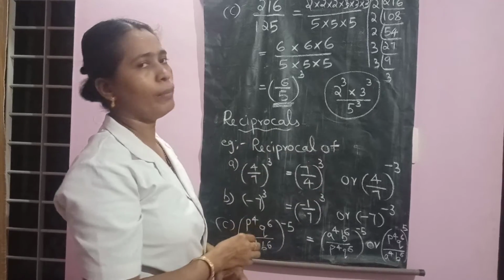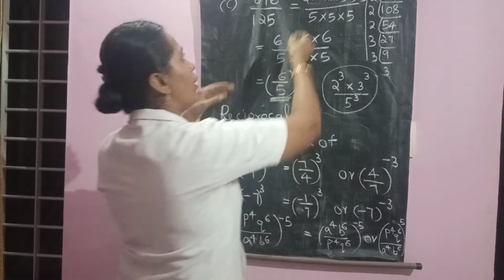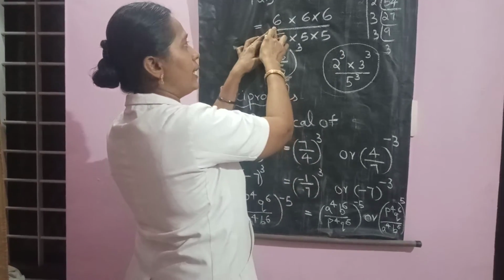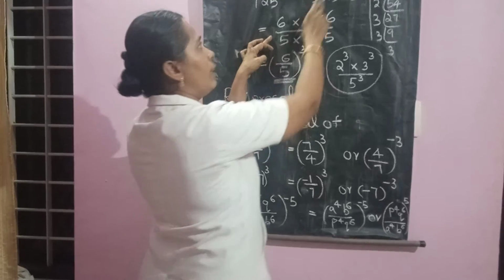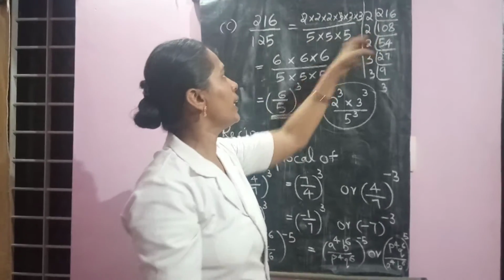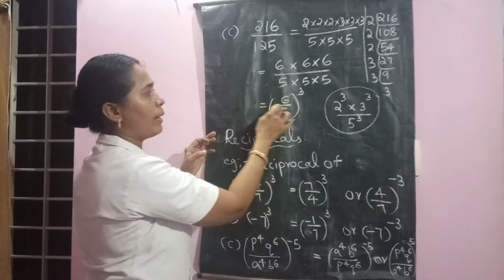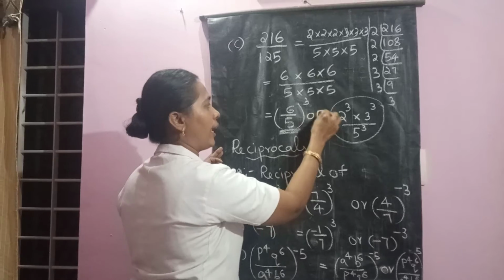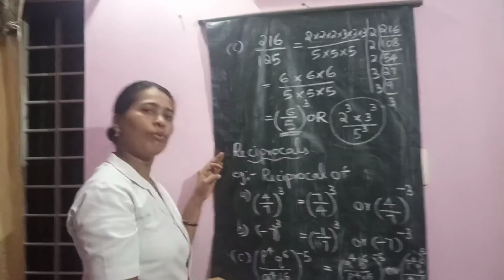But if you want to make it in a single form, what the teacher is doing is taking one 2 and one 3 together and writing it as 6. Another 2 and another 3 can be written as 6. The last 2 and 3 are also written as 6. So we can write the numerator as 6 into 6 into 6. Now we can write 6 by 5 in a bracket whole power 3. See, both are correct. You can follow any of these methods. Whichever you feel easy, follow that method.